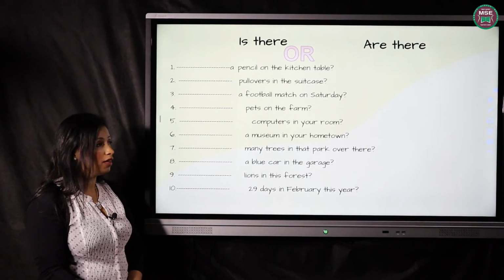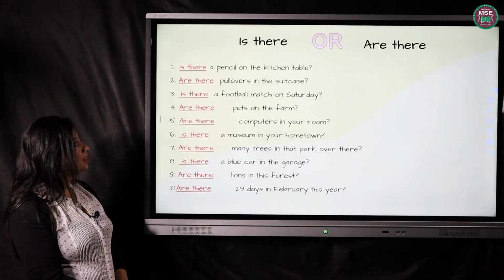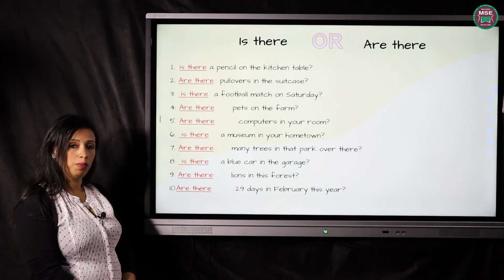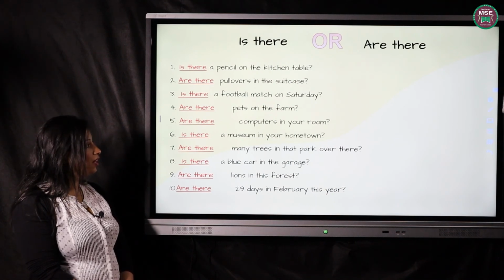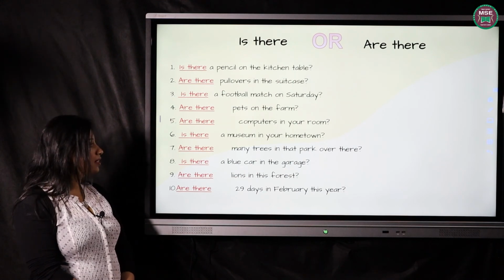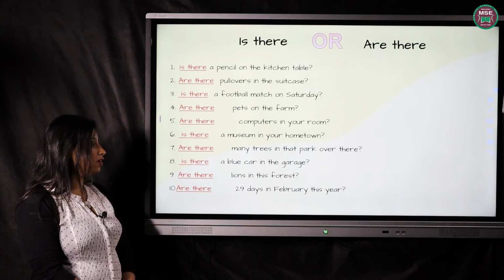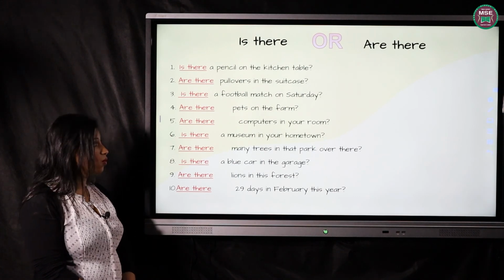Okay, let's check our answers. Look here. Is there a pencil? Are there pullovers? Is there a football? Are there pets? Are there computers? Is there a museum? Are there many trees? Is there a blue car? Are there lines? Are there 29 days?